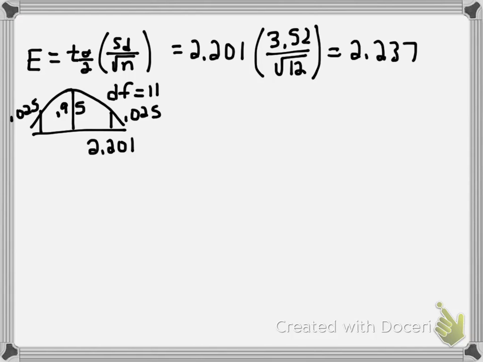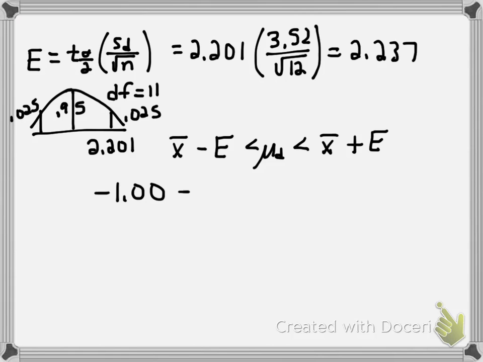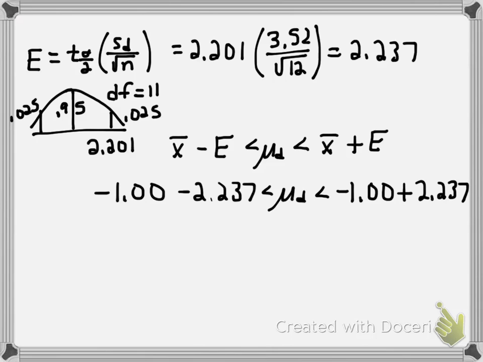The formula for the confidence interval is the sample mean minus E is less than the mean difference is less than the sample mean plus the margin of error. So the sample mean we also found in Part A, that was negative 1.00, minus the error that we just found, 2.237, is less than the mean of the differences is less than negative 1.00 plus 2.237. So do the subtracting and do the adding.